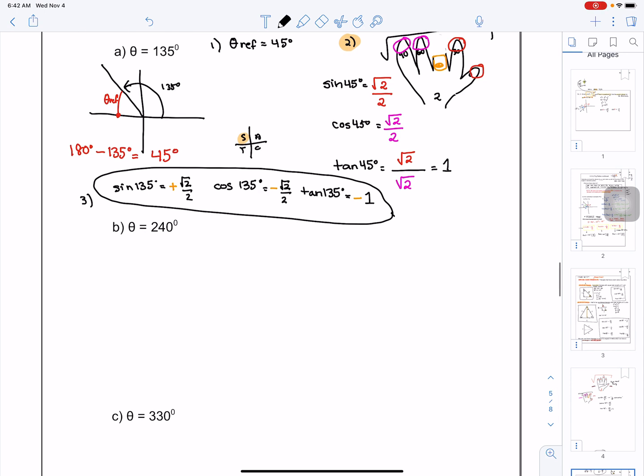Now let's look at our next example. 240 degrees. My first step would be to draw the angle. 240 degrees lies in quadrant 3. My rotational angle would be 240 degrees. So we need to locate what the value of our reference angle is, which in this case would be 60 degrees. I would be doing 240 minus 180, which is 60 degrees.